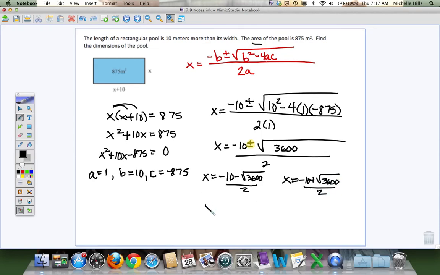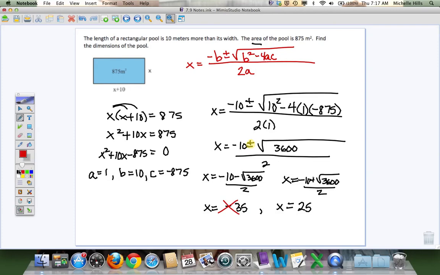Now remember, when you plug this into your calculator, you punch in negative 10 minus the square root of 3600 equals before you divide by 2. And this one would be negative 35. And negative 10 plus the square root of 3600 equals, and then divided by 2 is going to give me 25. Well, if x is the width of this pool, it doesn't make sense to say that the pool is negative 35 meters wide. So this one doesn't make any sense, which means x is 25.